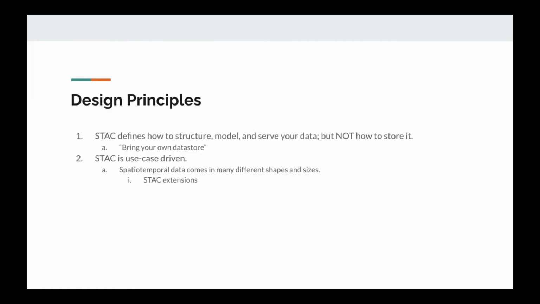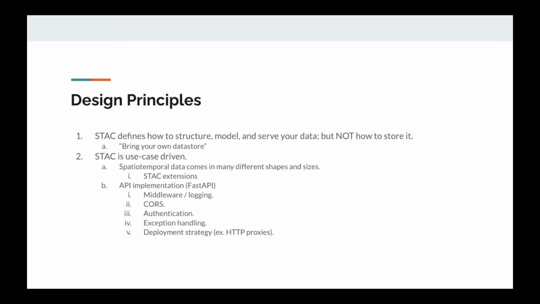So STAC FastAPI is very much aligned around STAC extensions. This is the way that you, as a user of STAC FastAPI, if you want to build an API that serves data for a specific use case, you can use STAC extensions to extend the STAC spec, model your data in a way that's appropriate for your use case, and then be able to serve it through this API.